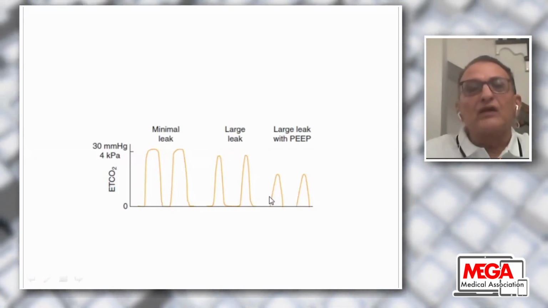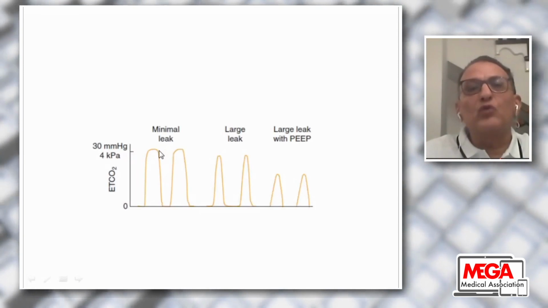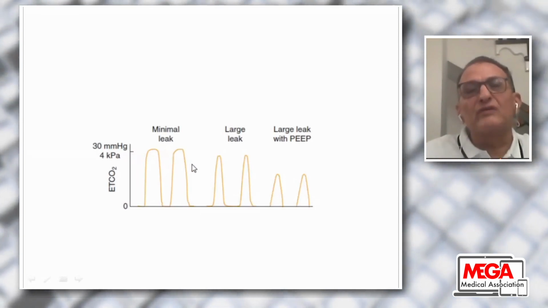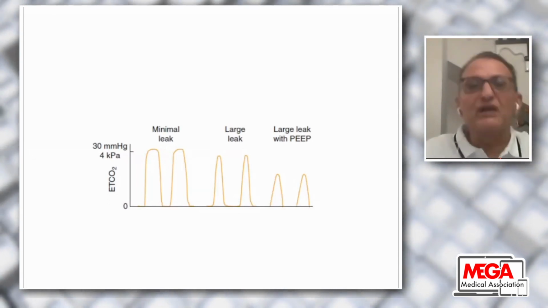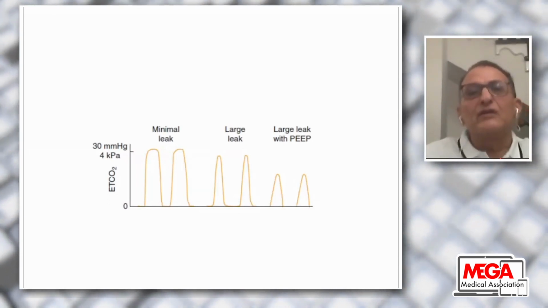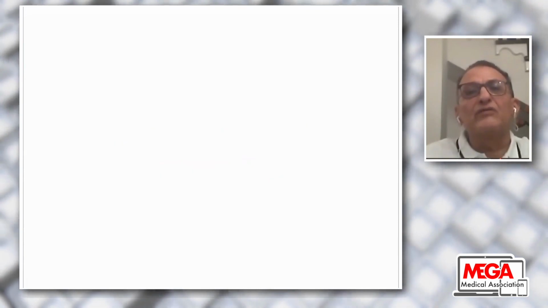So this is a point where you measure end-tidal carbon dioxide. If you have this shape, then probably it's less than the normal, the real life.